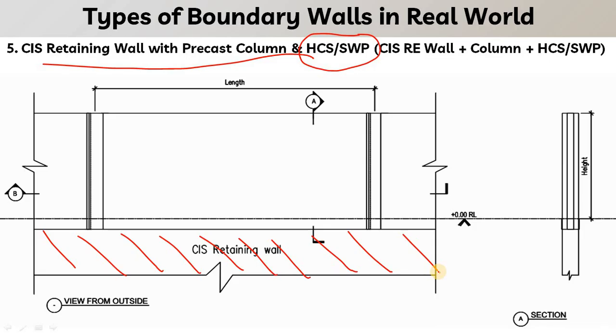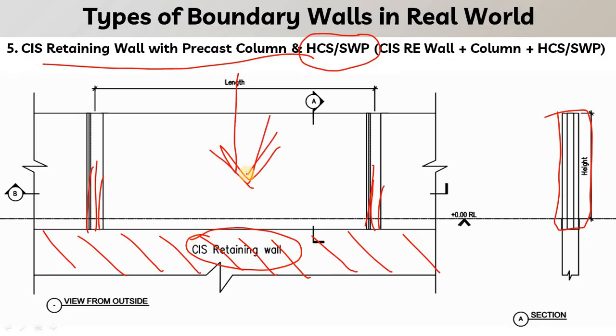In that case, the cast in situ retaining wall has already been constructed at site. Now the dowel bars projecting out from the retaining wall will be there, and then we just have to erect our precast column with the cast in situ retaining wall, and then slide the precast panels or hollow core slab between the grooves. So basically this is the cast in situ retaining wall plus column plus hollow core slab or solid wall panel.